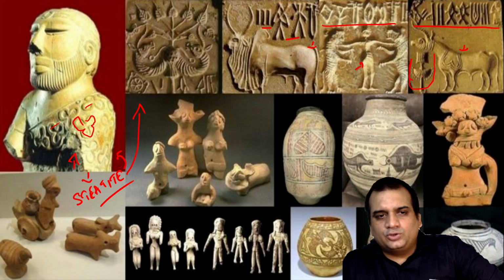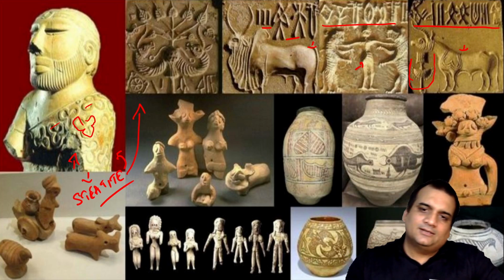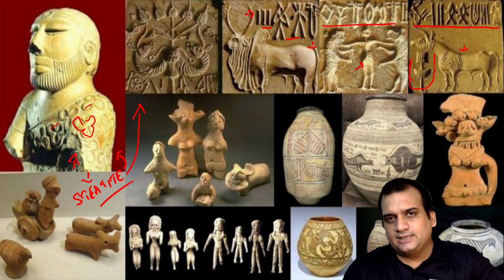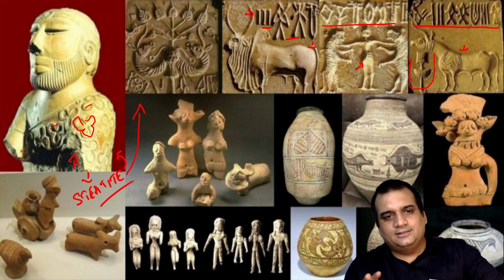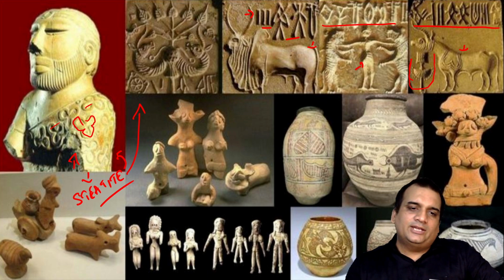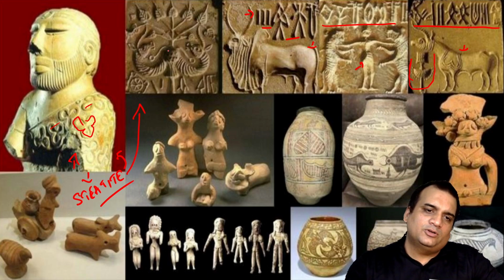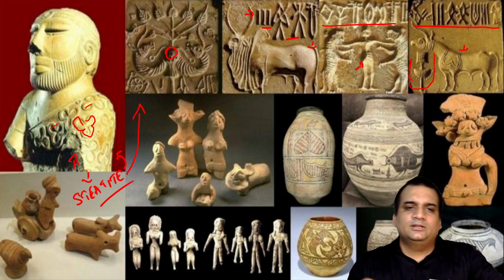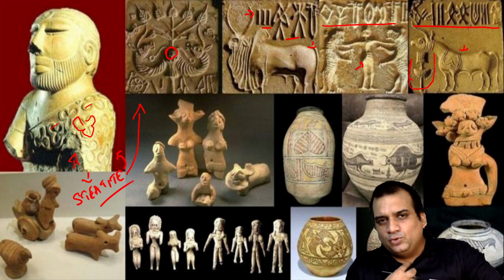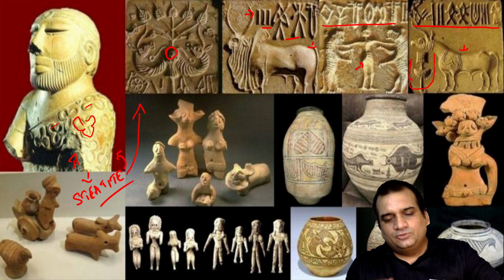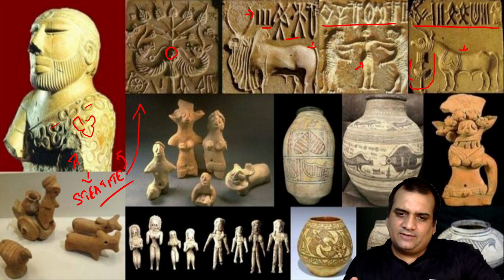Well, unfortunately this script has not yet been deciphered, guys. Still we don't know what was written there, and we are trying to assume. But these seals obviously were used for trading purposes. Some of the seals that we have found had a hole in between. Maybe they were used like amulets. These seals might have also been used for identity purposes. These are the conclusions that we have drawn from there.